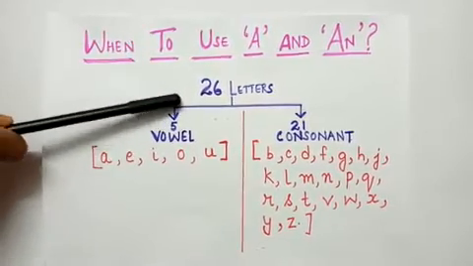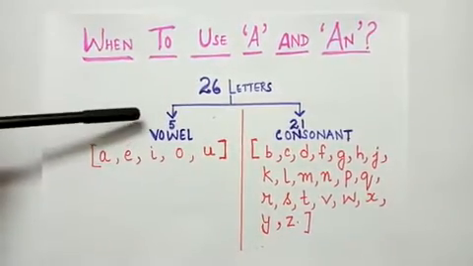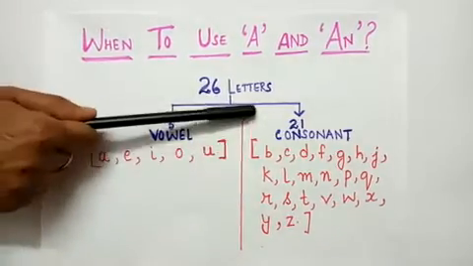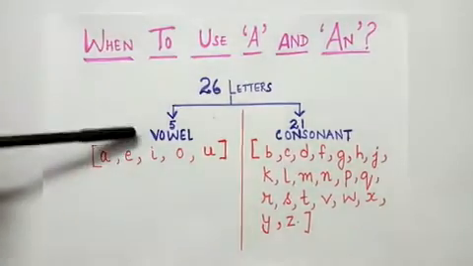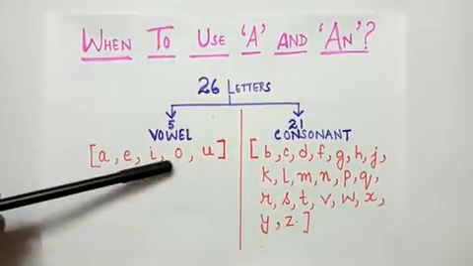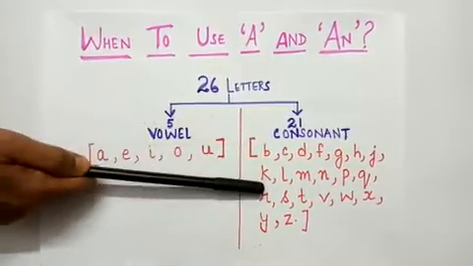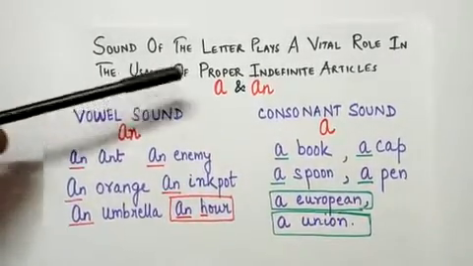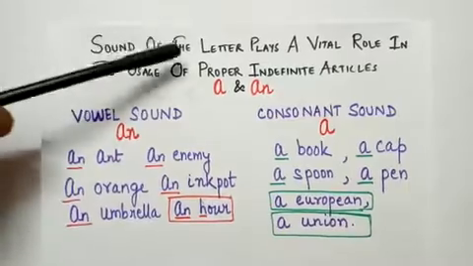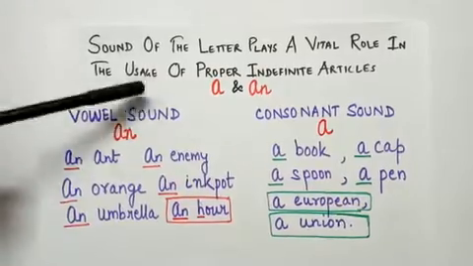We all know that there are 26 letters in the English alphabet. Out of these 26 letters, 5 are vowels and 21 letters come under the list of consonants. Now, the vowels are A, E, I, O, U, and the other 21 letters are consonants. In articles, that is a and an, the sound of the letter plays a vital role in the usage of the proper indefinite article.